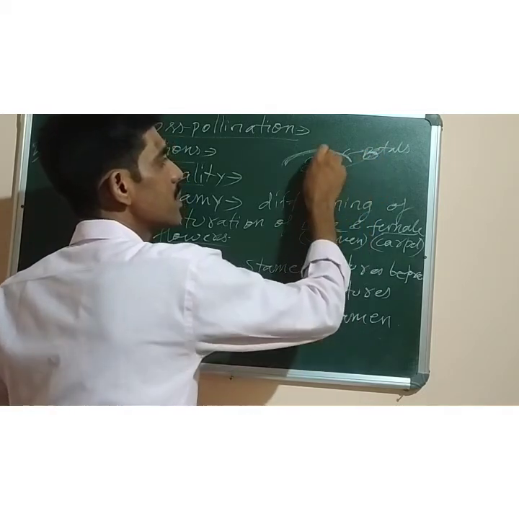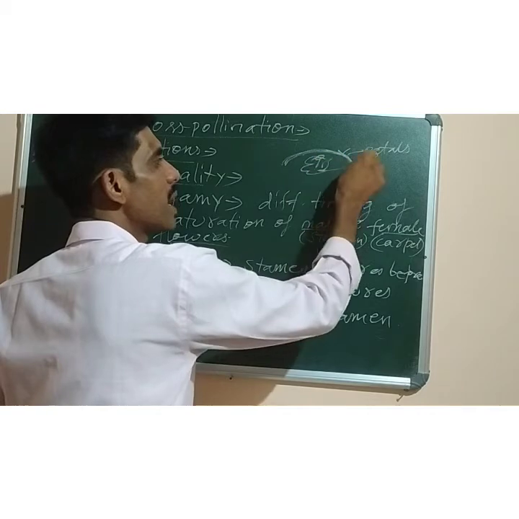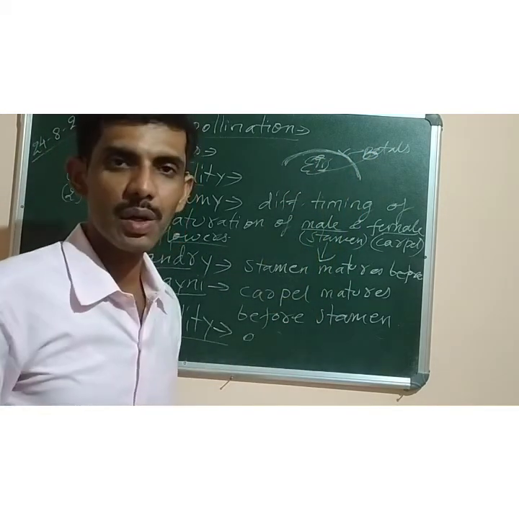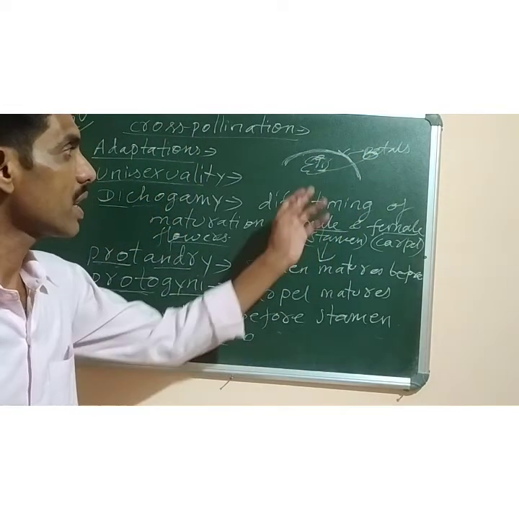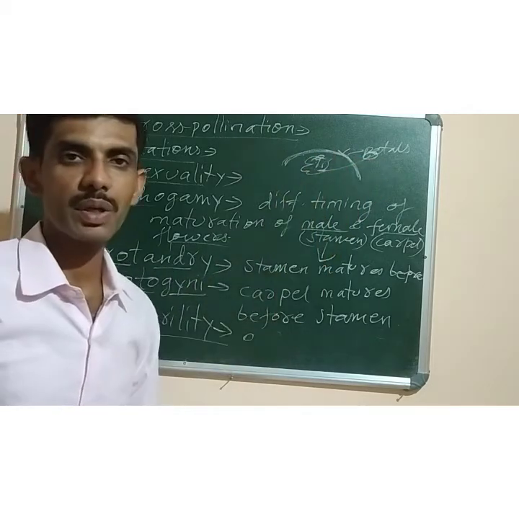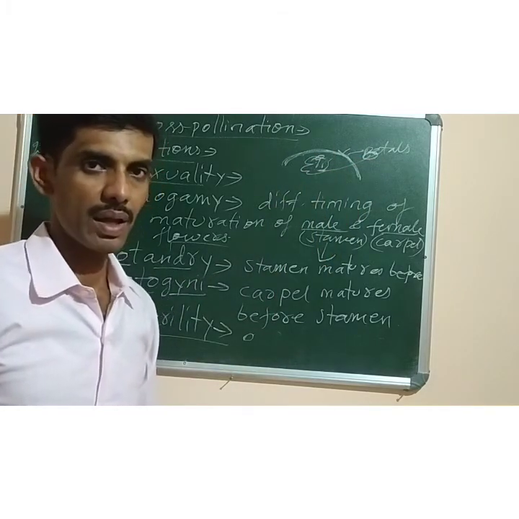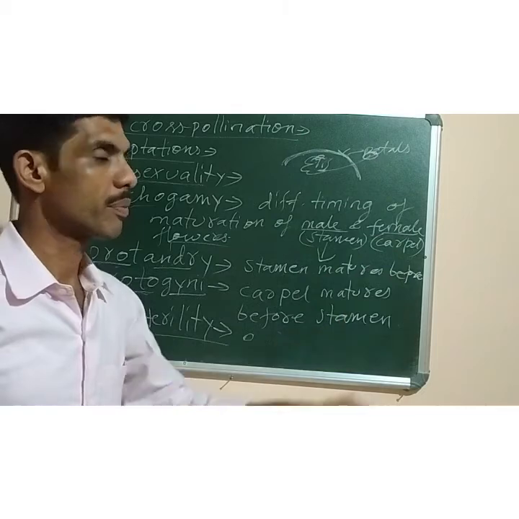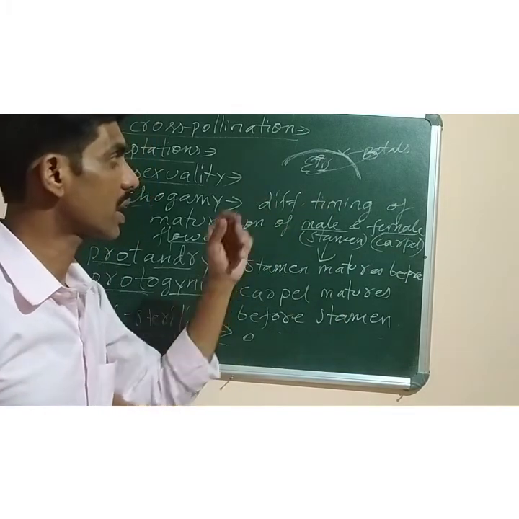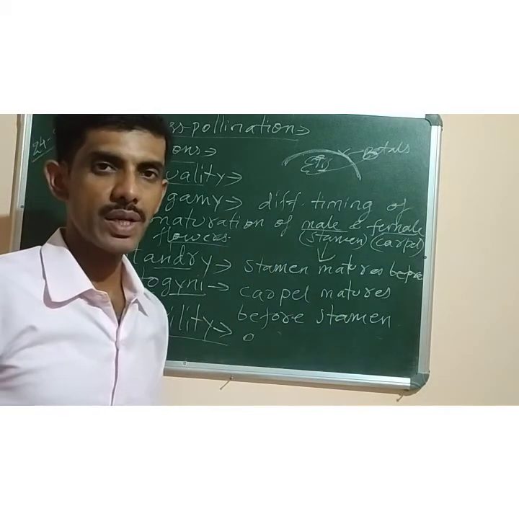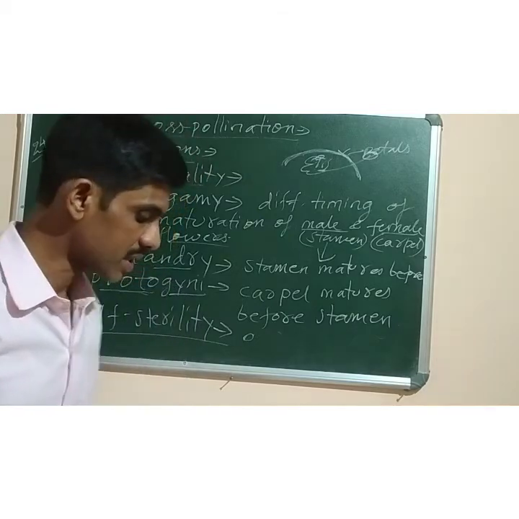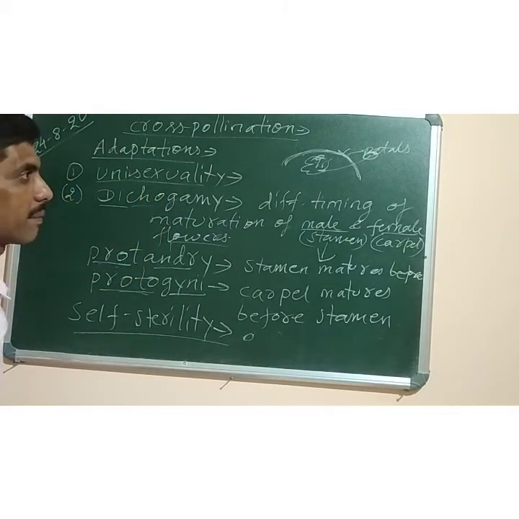Okay? So it means due to this mechanical barrier, the male and female part cannot come in contact with each other. It means the pollens can never come in contact with the stigma of that flower. It means they have to depend on the pollens from other flowers. So this is also a condition which favors cross-pollination. The next condition is heterostyle.